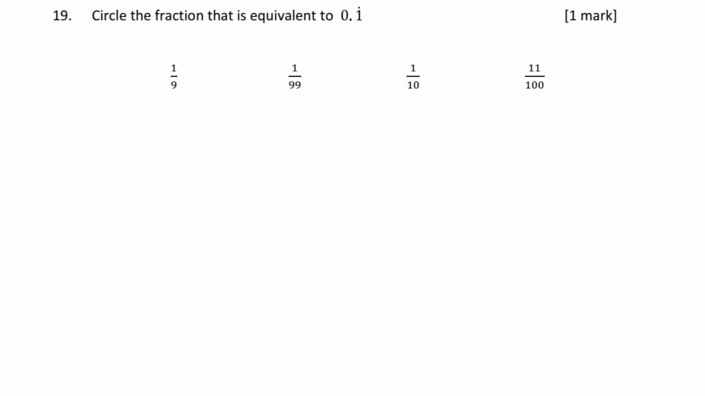Question 19, circle the fraction that is equivalent to 0.1 recurring. Okay, so there's a little trick for converting recurring decimals back into fractions. Let's say x is equal to our recurring decimal, which is 0.11111, and so on, an infinite number of ones. Now if I multiply that by 10, I'm going to get 10x is equal to 1.11111111, going on for infinity.